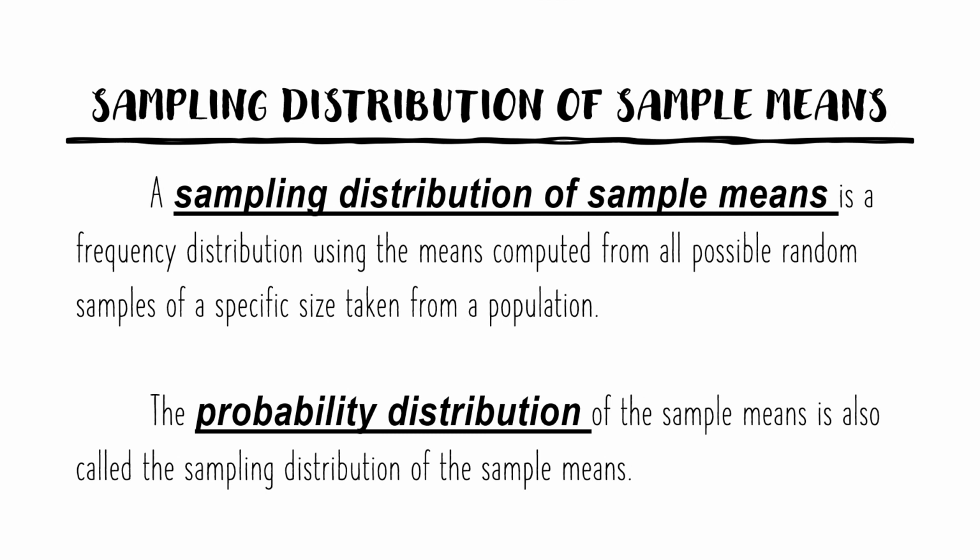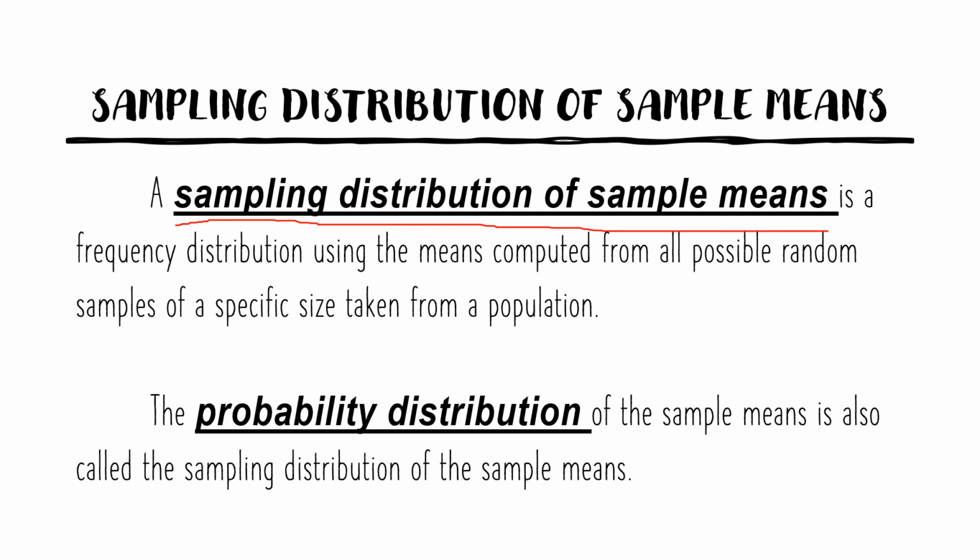So let's deal now with the sampling distribution of sample means. A sampling distribution of sample means is a frequency distribution using the means computed from all possible random samples of a specific size taken from a population. For example, how we compute the probability that will be mapped to each random variable in the probability distribution of a random variable, it's the same process for computing probability in the sampling distribution of sample means. It is the same scenario, no?